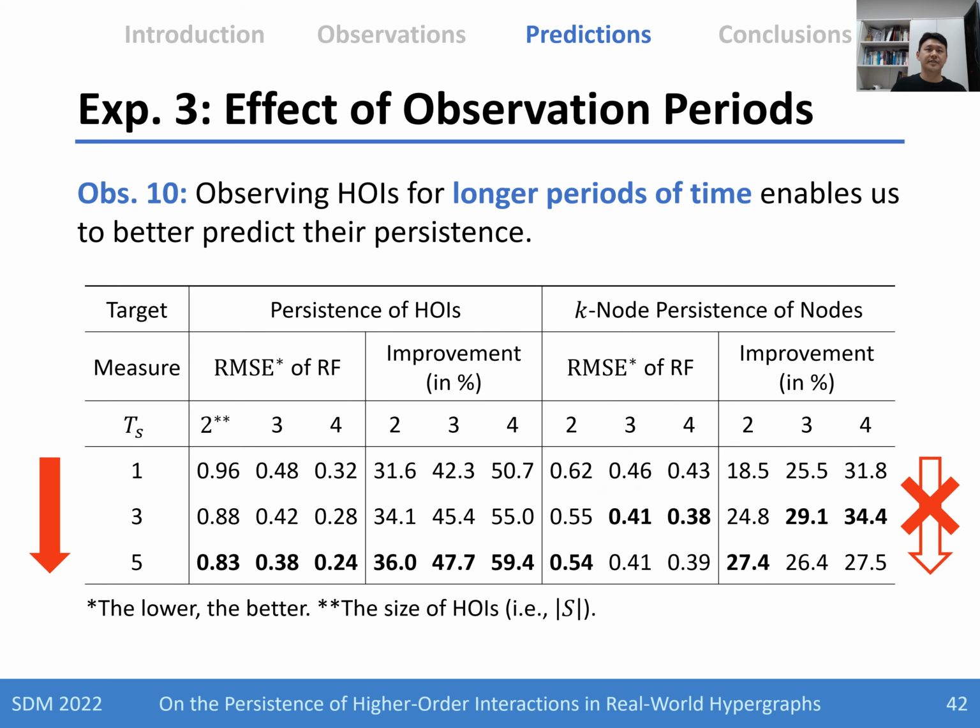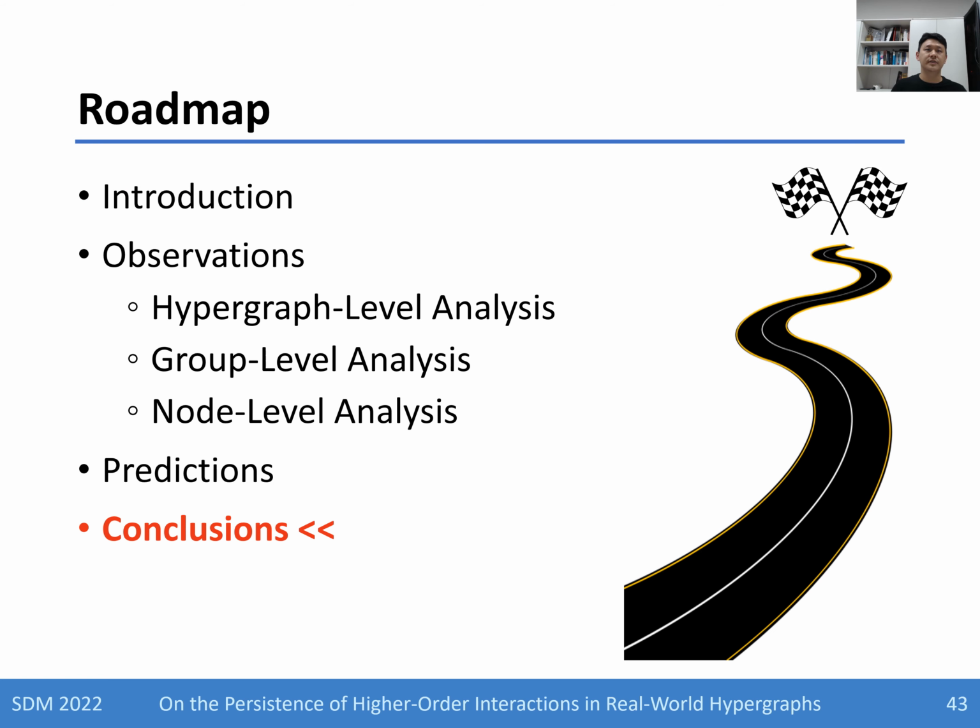We also investigated how the length of the observation period TS for measuring structural features affects the predictability of the persistence. As shown in this table, when predicting the persistence of HOIs, the average performance gets better and the improvement over baseline grows as the TS increases. However, there is no such tendency when predicting the k-node persistence of nodes.